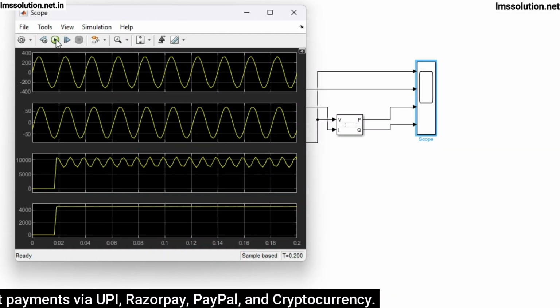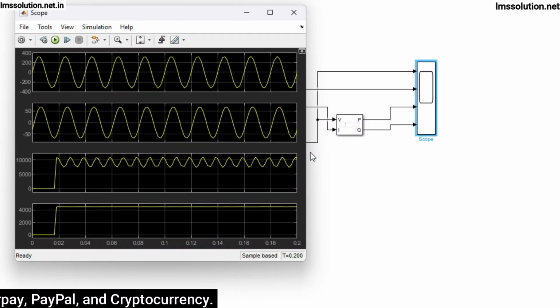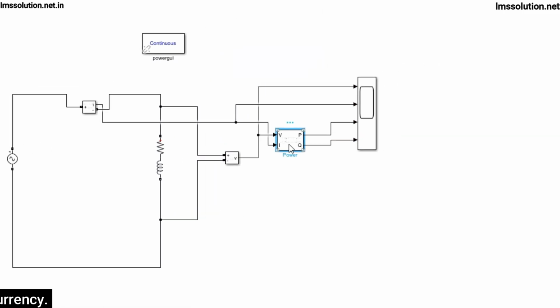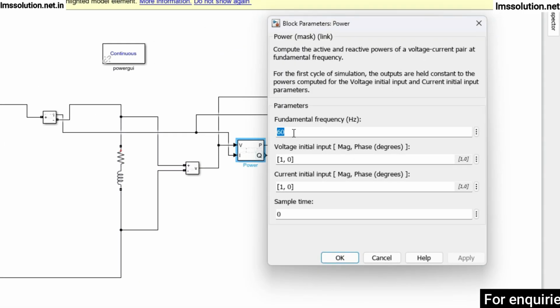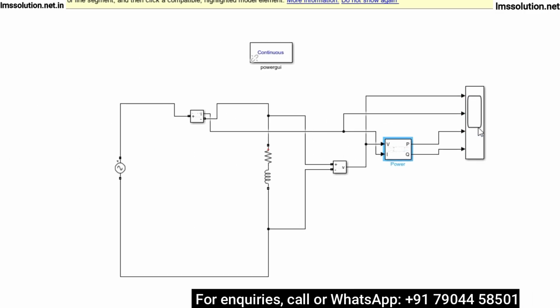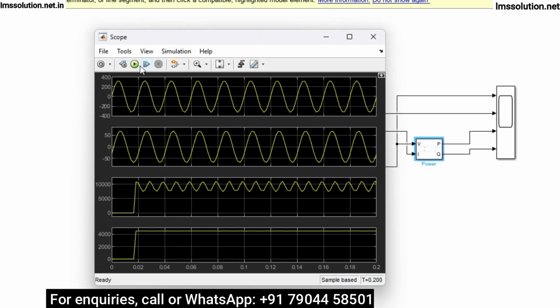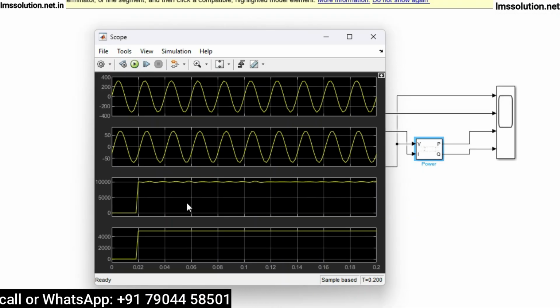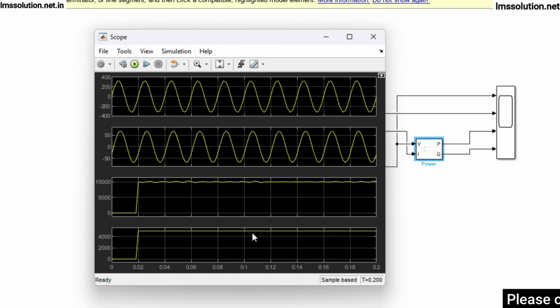Now we are going to check the result. Before that we need to do one more thing. Here we need to change the frequency to 50 Hz. Okay. And now I'm going to simulate again. So you see that real power is around 10 kilowatt, and reactive power we are getting around 5 kilowatt.